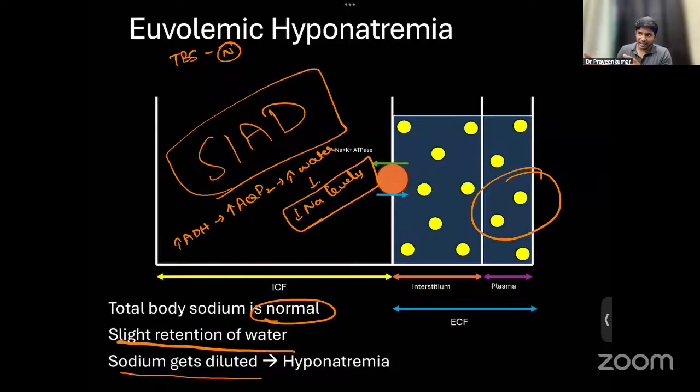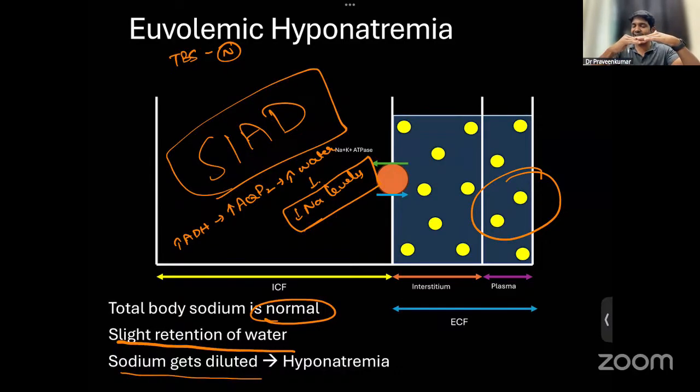And because of that, there will be water retention. When you retain more and more water, at one point your BP will start to increase. When your BP increases, it will be sensed by your atrial natriuretic peptide, and that will cause pressure natriuresis. It will try to eliminate the excess water through pressure natriuresis. So the amount of water reabsorbed by the ADH and the amount of water lost by the ANP will be normalized at a particular level of excess water.